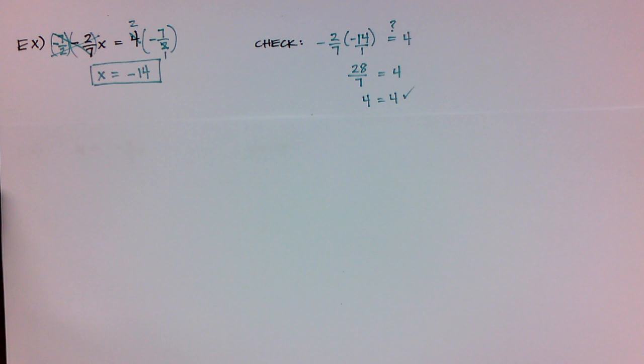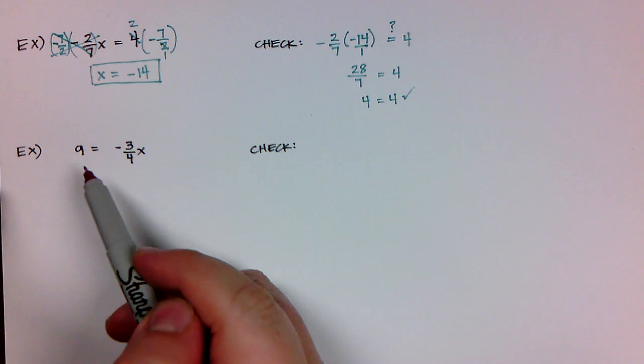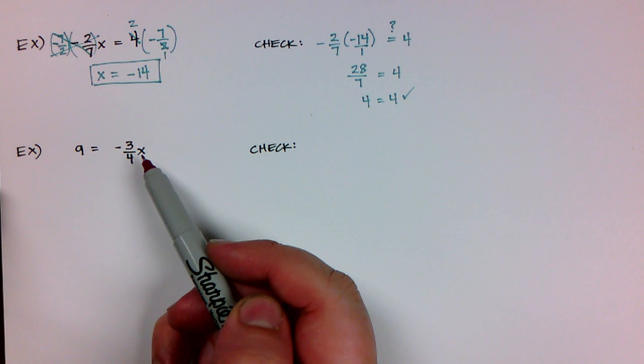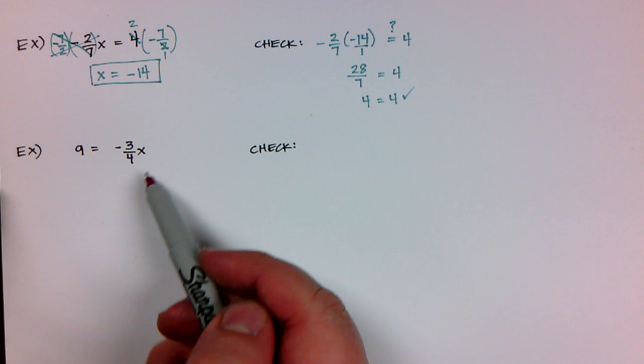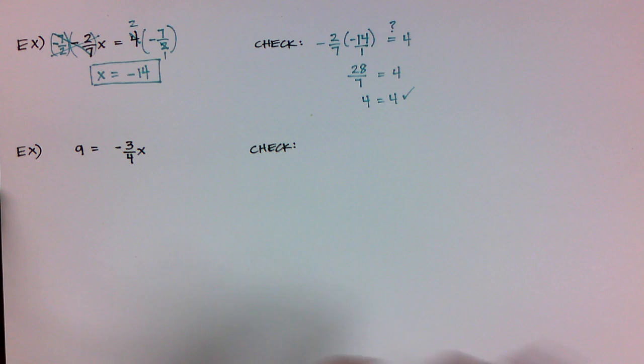So why don't we just do one more practice one, kind of similar to this, and then we're going to be done for the day. This problem says 9 equals negative 3/4 x. So this time the variable's on the right-hand side, but I'm going to do the same process.